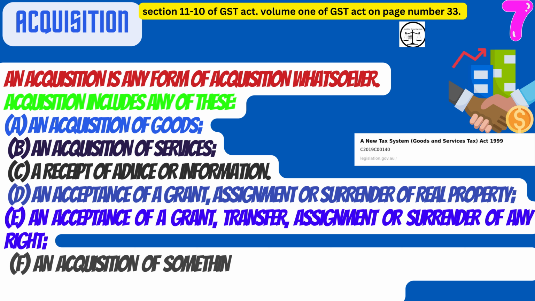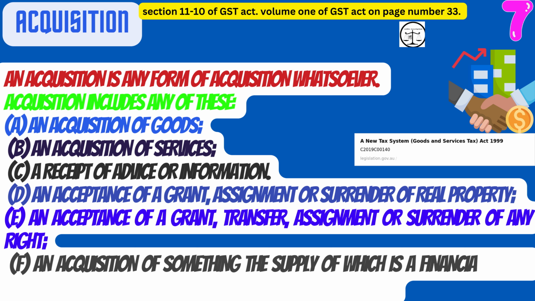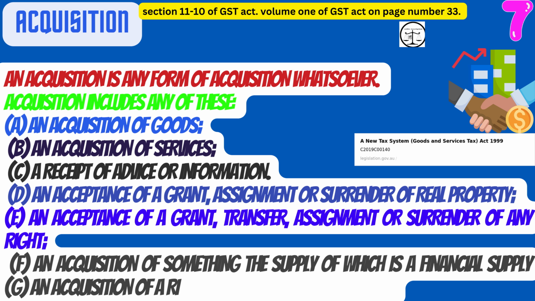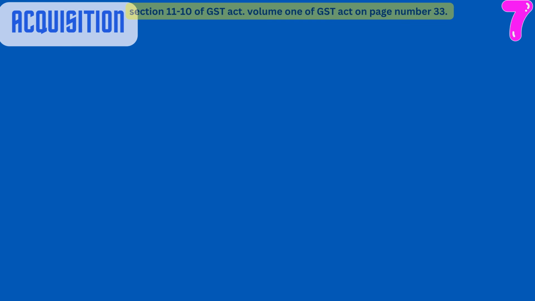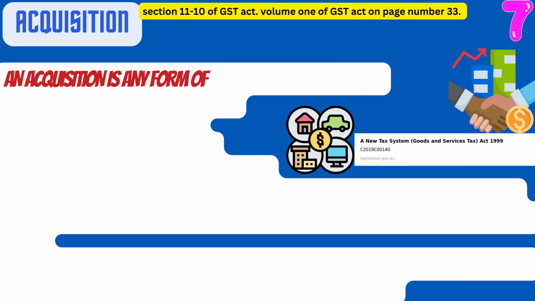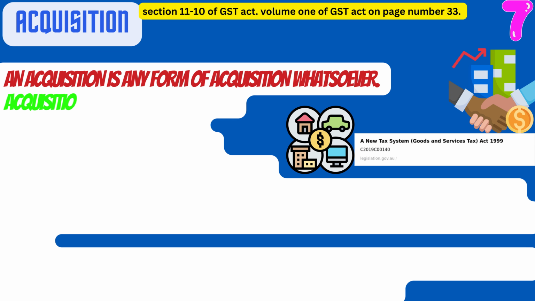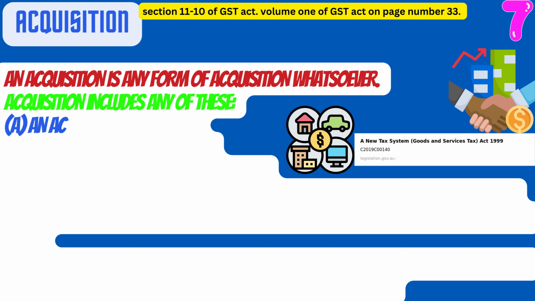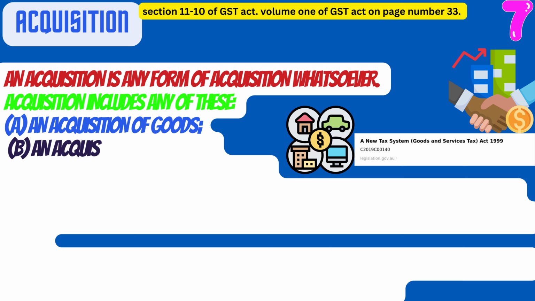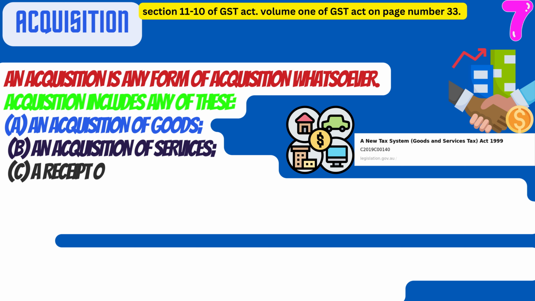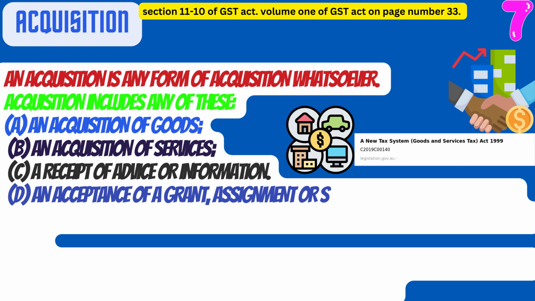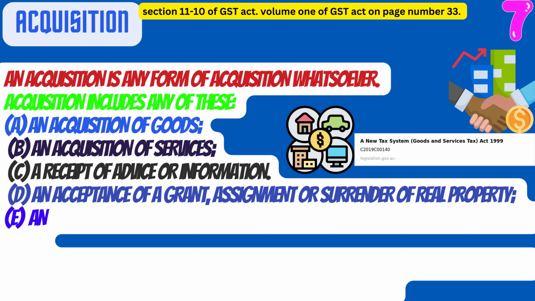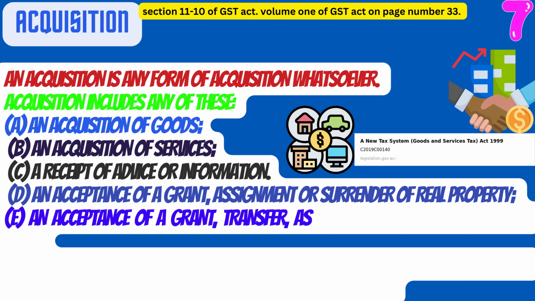Acquisition, meaning outside the GST Act, is an asset or object bought or obtained. However, for GST purposes, acquisition includes any of these. A. An acquisition of goods. B. An acquisition of services. C. A receipt of advice or information. D. An acceptance of a grant, assignment or surrender of real property.